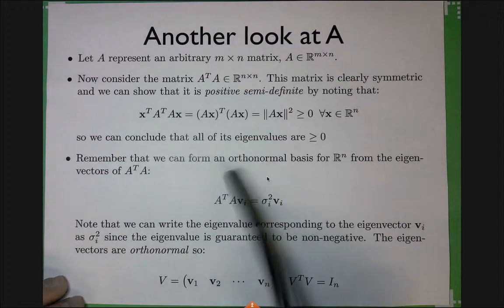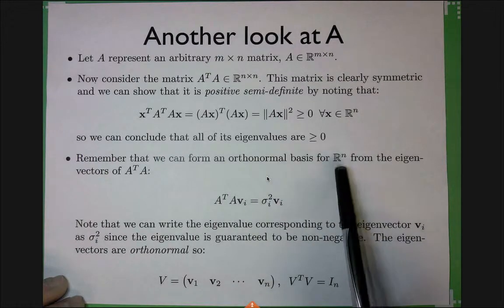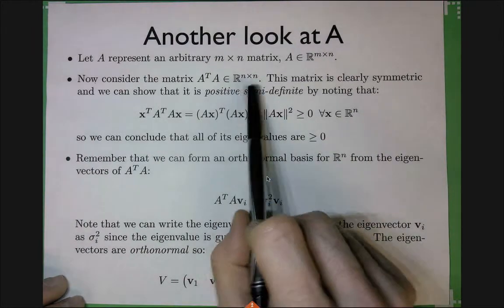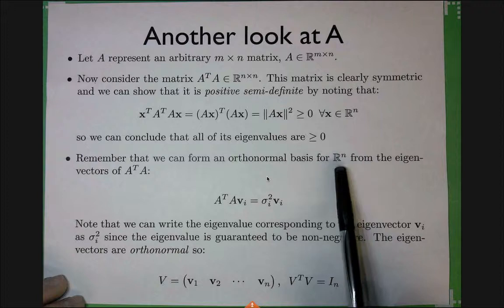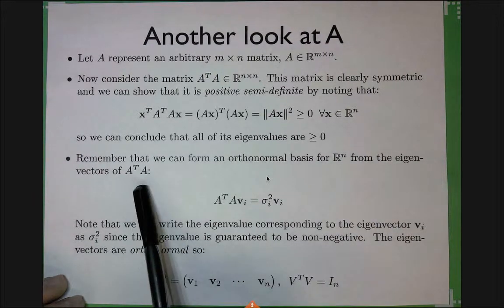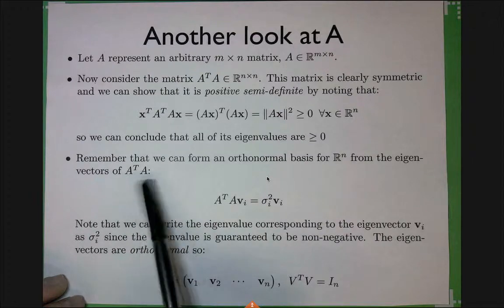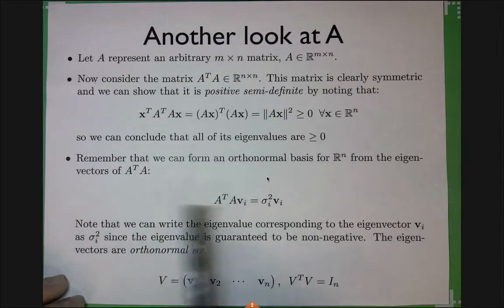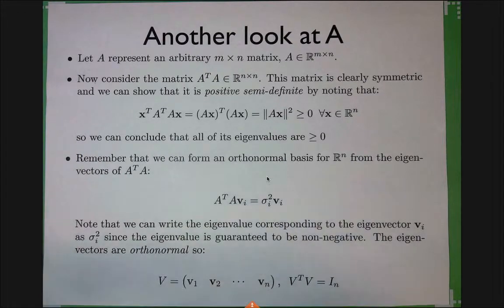So that also means that we can find an orthonormal basis for the space R^n. This is an n by n matrix, so that means that we can find a basis which is formed by eigenvectors of A^T A. So if I find the eigenvectors of A^T A, I will find n of them, and they're going to be real. And I can call them v_i, so they go from v_1 to v_n.